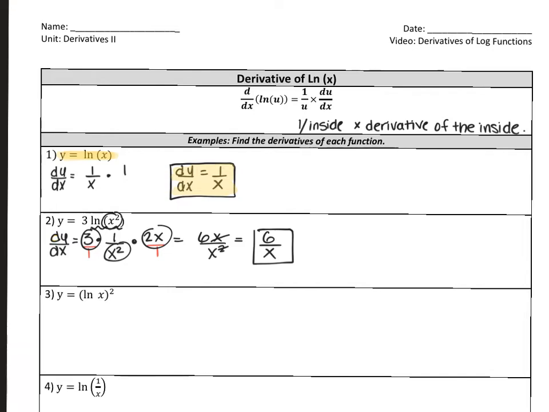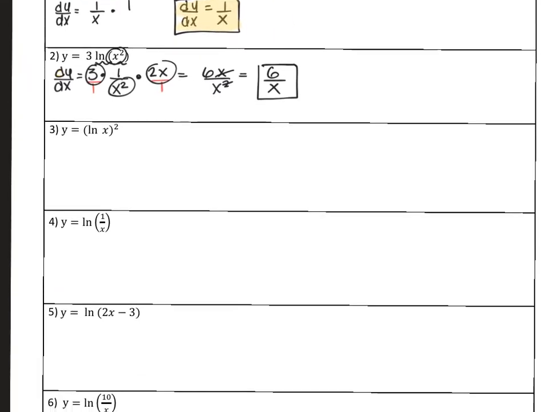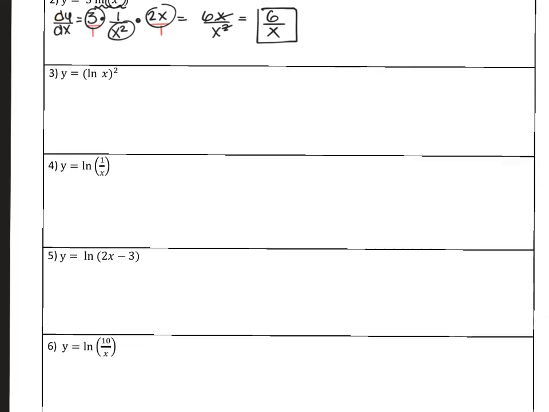Okay, let's look at example number 3. So in example number 3, I have ln of x, that whole thing squared. So we can't use ln rules just yet because we have a chain rule. So we have to first take this power 2 and use the power rule by bringing it in front. So dy over dx is bring down the 2, keep the inside, and drop the power down by 1. Then we're taking the derivative of the inside.